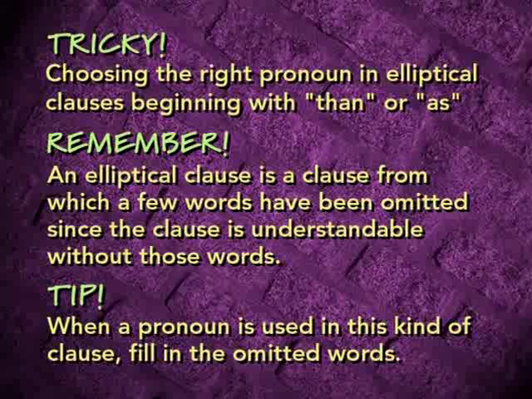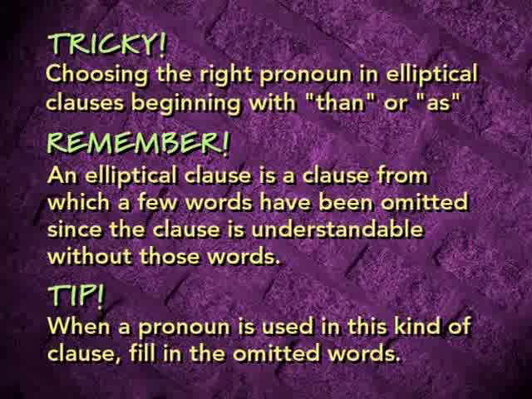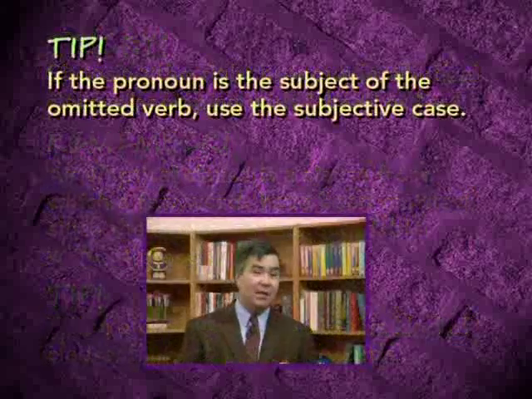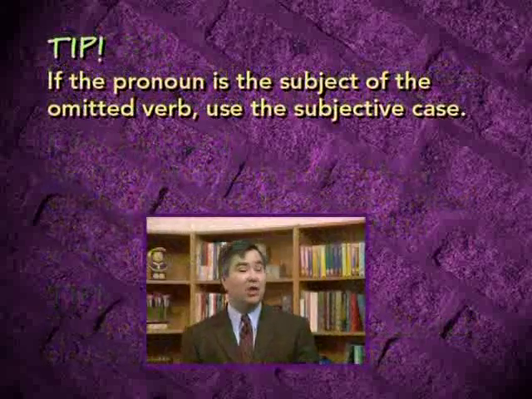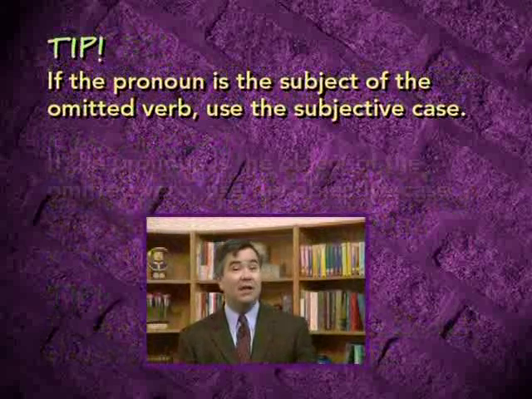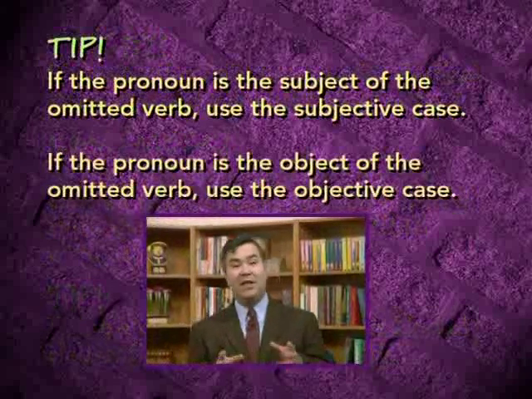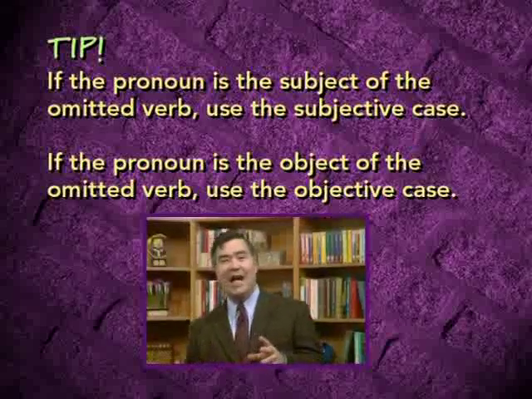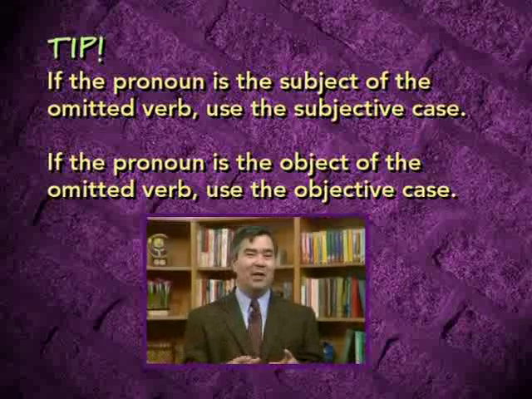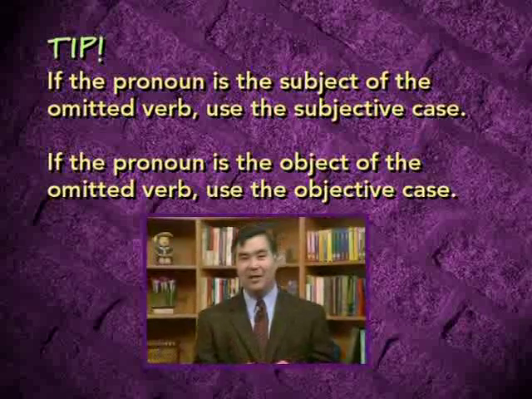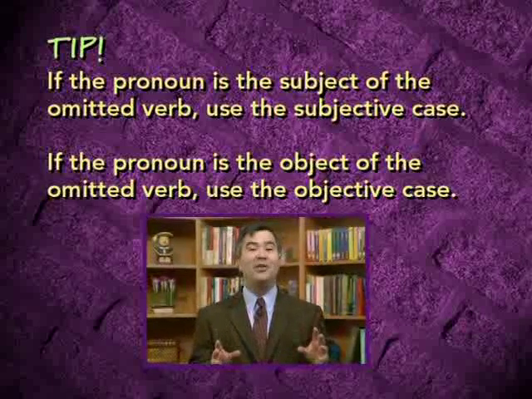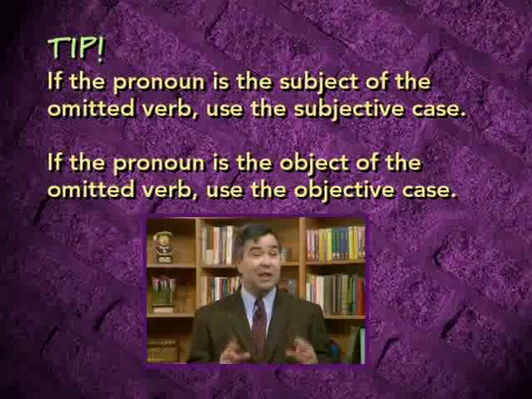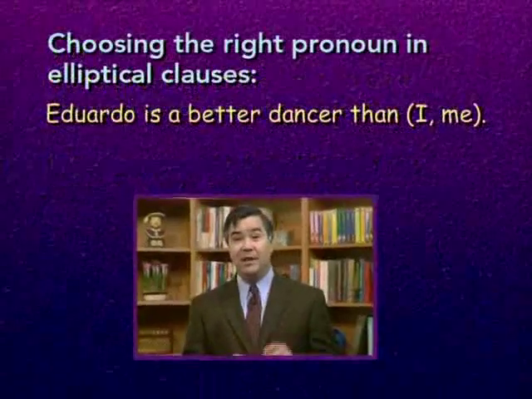Usually when you do this, you can then tell whether the pronoun is the subject of a verb or the object of a verb. If it's the subject of the verb, then of course it should be in the subjective case. If it's the object of the verb, it should be in the objective case. But in order to determine this, you need to add back in the words that have been omitted from the elliptical clause. Okay, are you confused? Let's look at some examples, and this will help make it a little bit clearer.